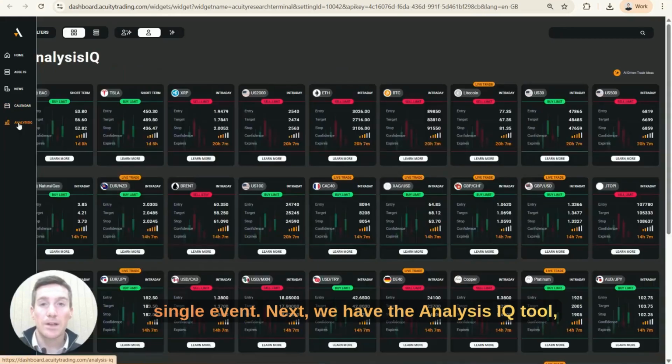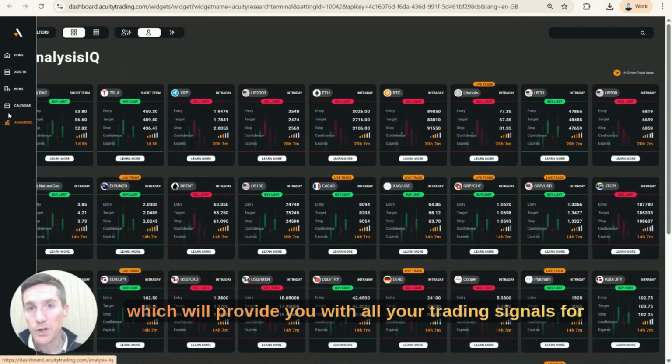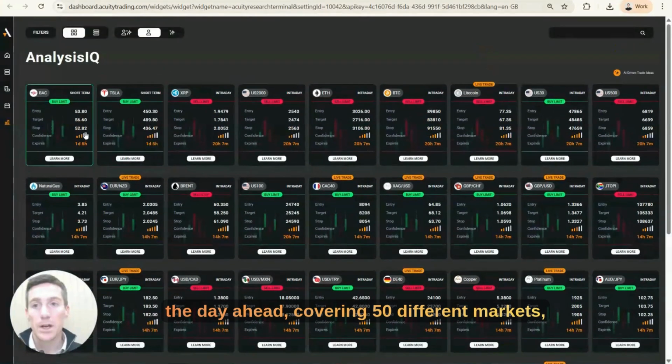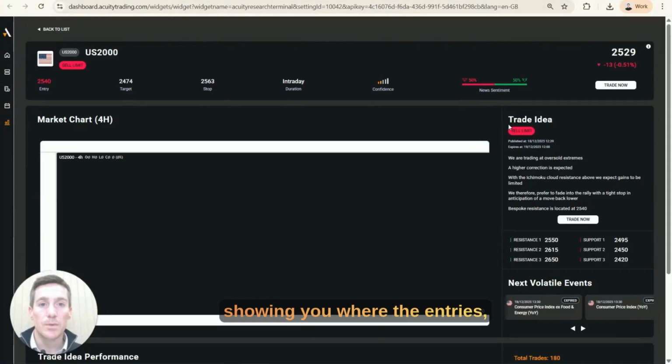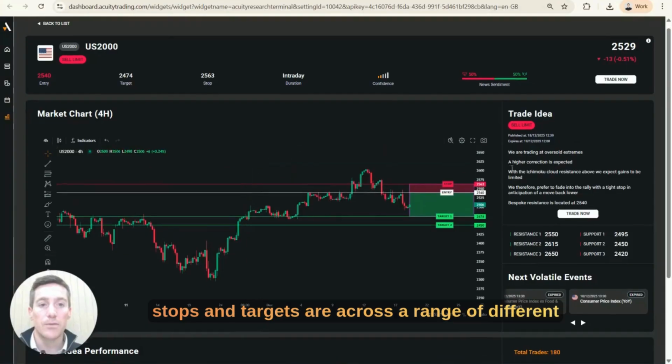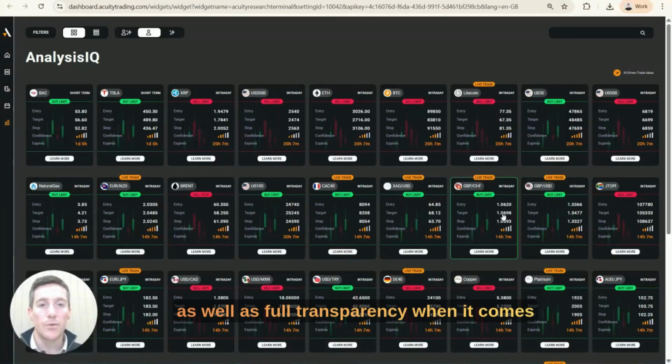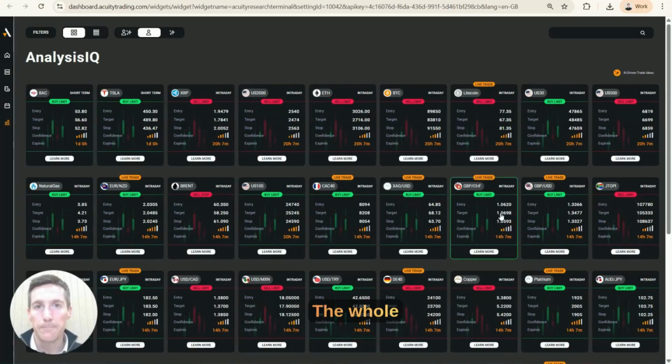Next, we have the Analysis IQ tool, which will provide you with all your trading signals for the day ahead, covering 50 different markets, showing you where the entries, stops, and targets are across a range of different assets, as well as full transparency when it comes to the performance of these trade ideas as well.